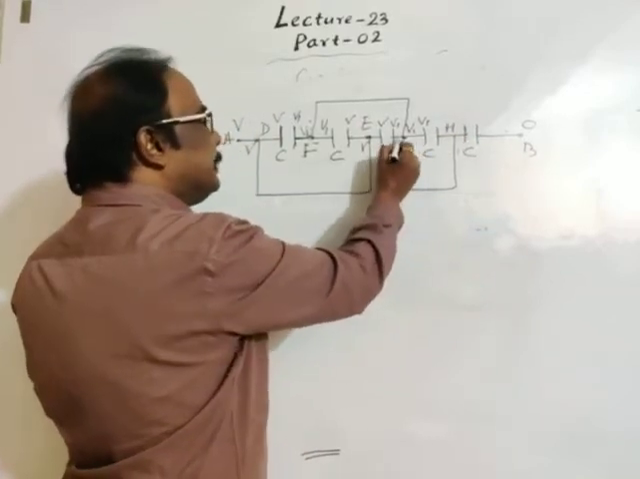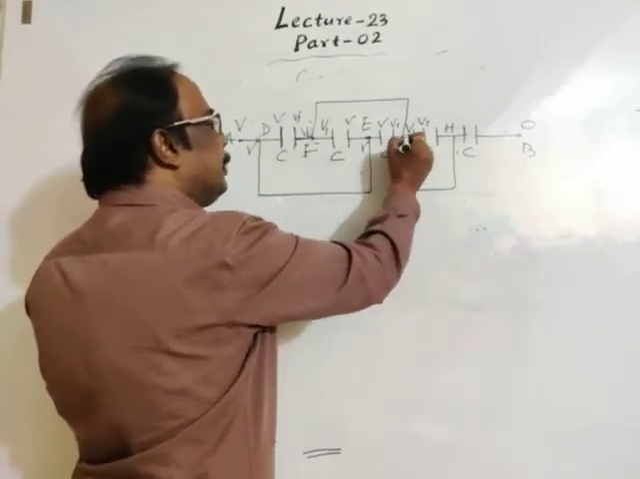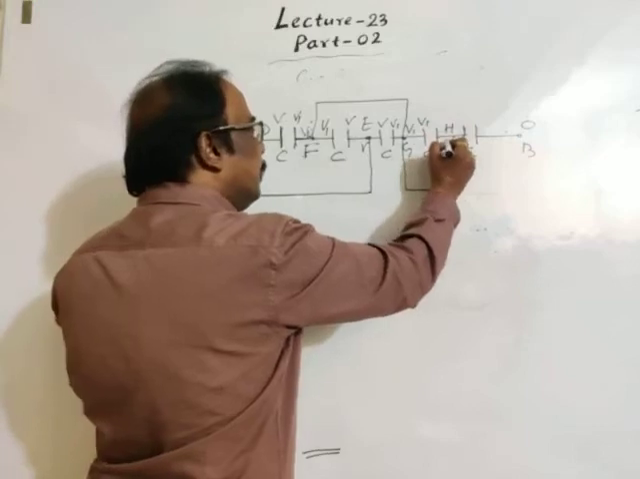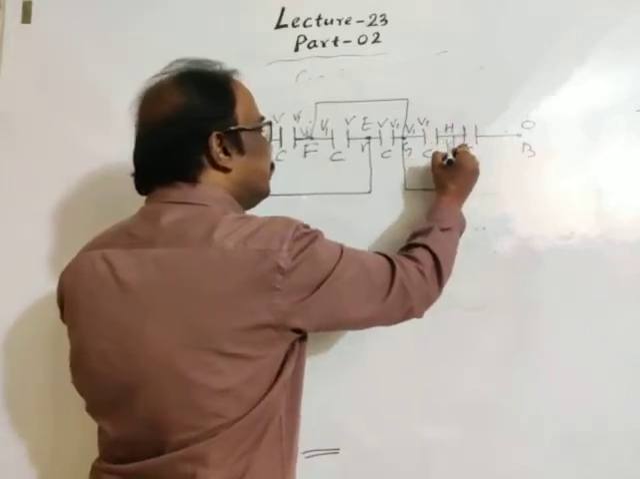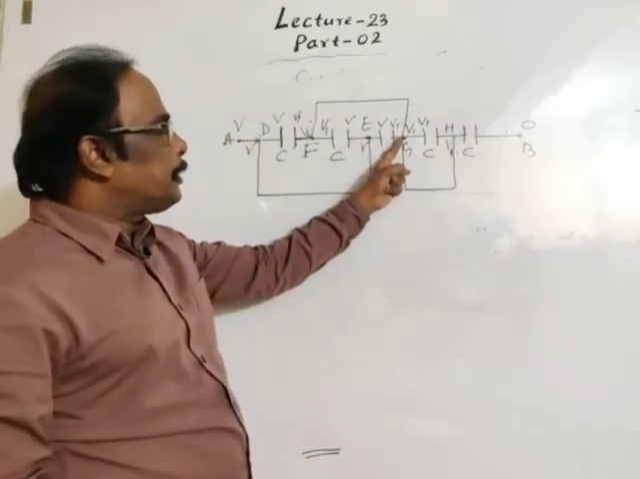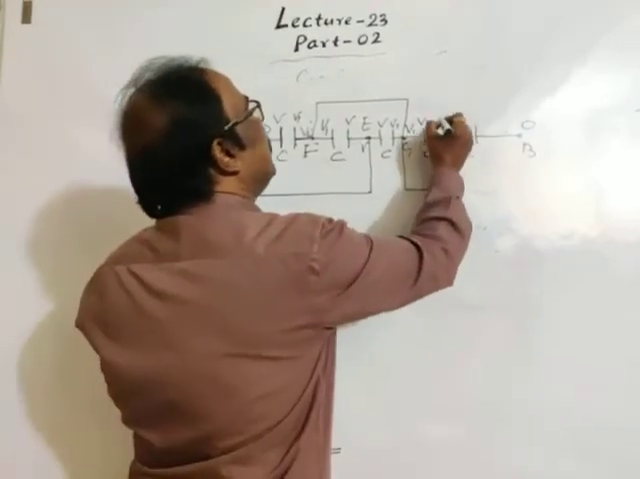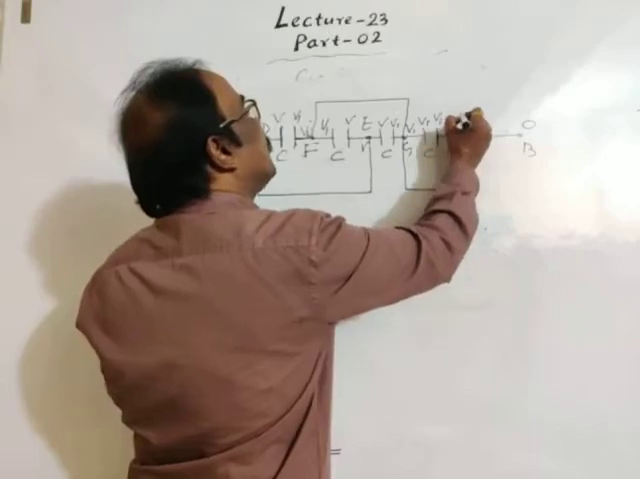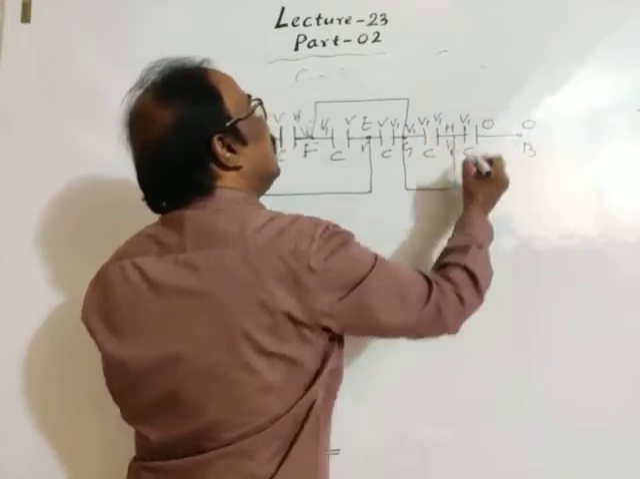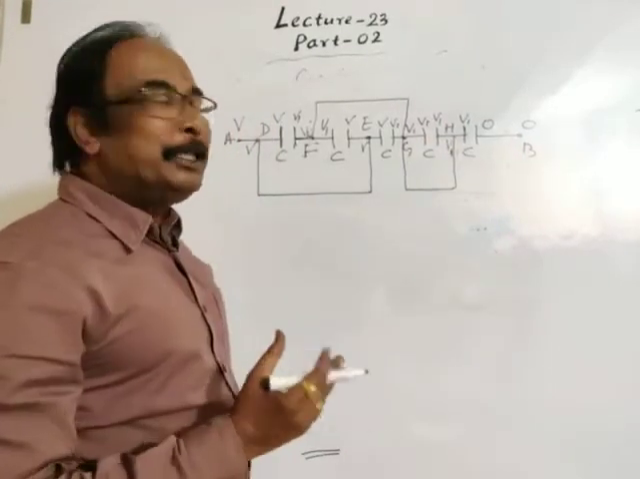Now see, G and H are connected. If the potential of G is V1, then the potential of H is V1. So obviously the potential of this plate is V1. And this plate is at zero potential.